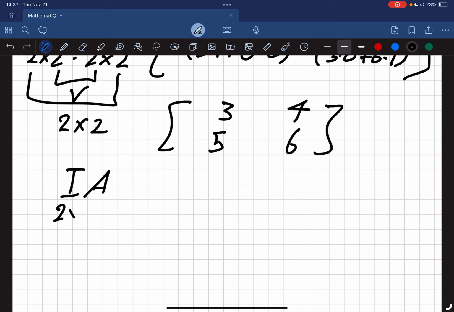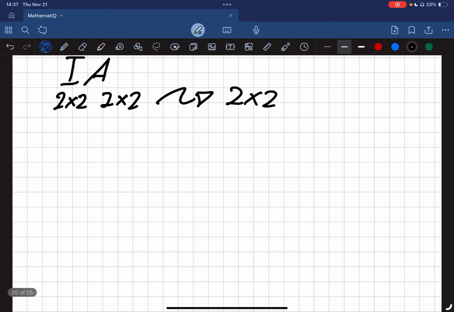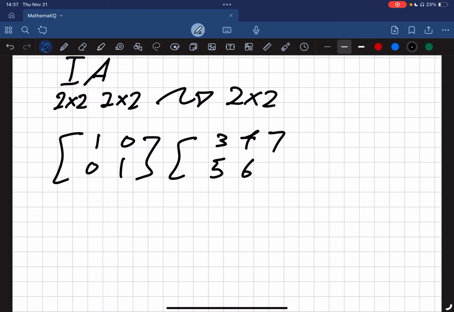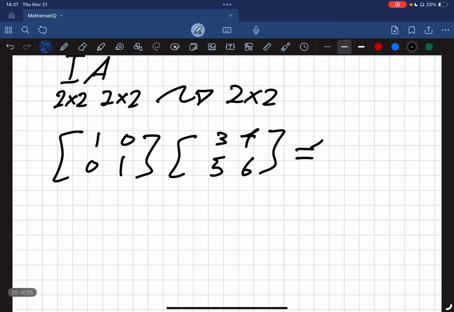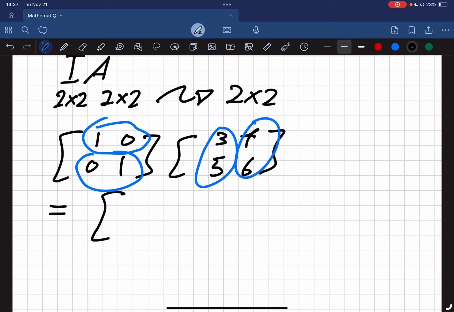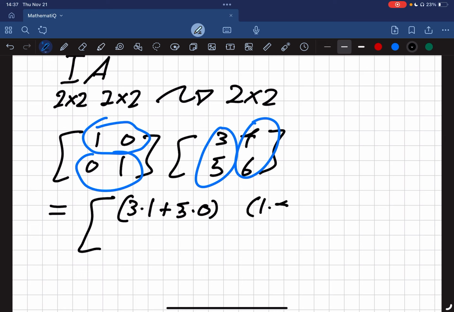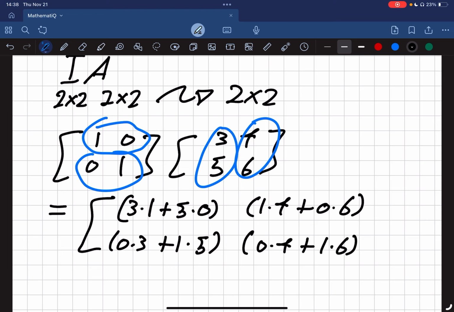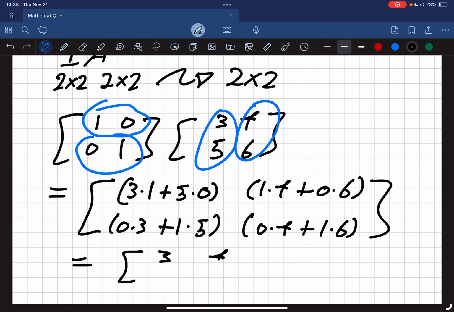again, it's just 2 by 2 multiplied by 2 by 2. You're going to get a 2 by 2. We've done this multiple times now, so you should be getting familiar. If we try 1, 0, 0, 1 with 3, 4, 5, 6, you're going to get the following. I'll just do it on the next line. This is going to be row oriented like this, row and column. So we have 3 times 1 plus 5 times 0, and then 1 times 4 plus 0 times 6, and then 0 times 3 plus 1 times 5, and then 0 times 4 plus 1 times 6, which will simply return 3, 4, 5, 6.